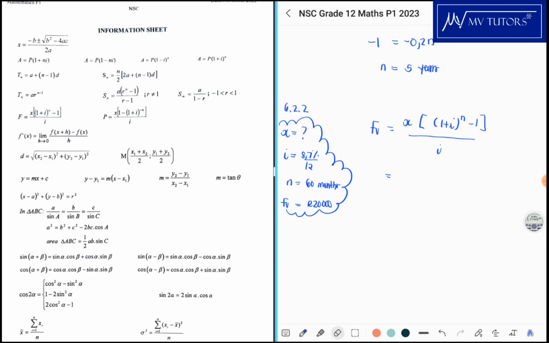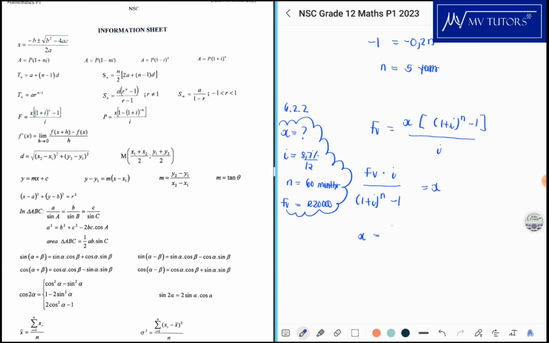So the future value amount is 20,000, and we're looking for X. Actually, let me do my dangerous thing. We have the future value multiplied by the interest, and then we divide by 1 plus the interest to the power n, minus 1. And that will be equal to X.